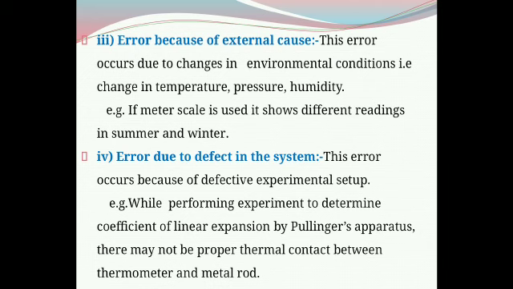And fourth type is error due to defect in the system. This error is because of defective experimental setup. For example, while performing an experiment to determine the coefficient of linear expansion by Searle's apparatus, there may not be proper thermal contact between the thermometer and the metal rod.